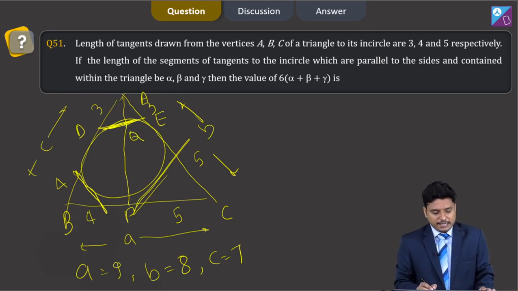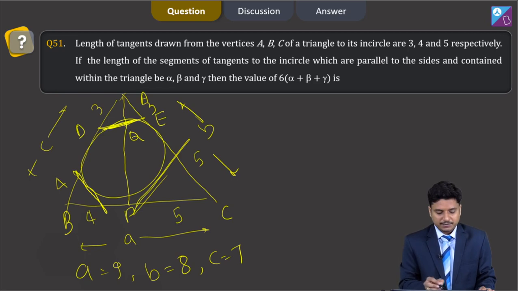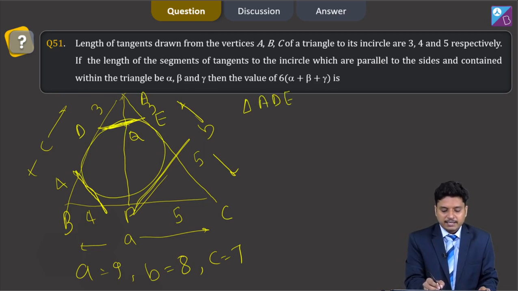So triangle ADE and triangle ABC, these two will be similar triangles because all the angles are same. This DE will be parallel to BC. So all the angles, angle D is equal to angle B, angle E is equal to angle C, and of course angle A is common. So that means triangle ADE and triangle ABC are similar.